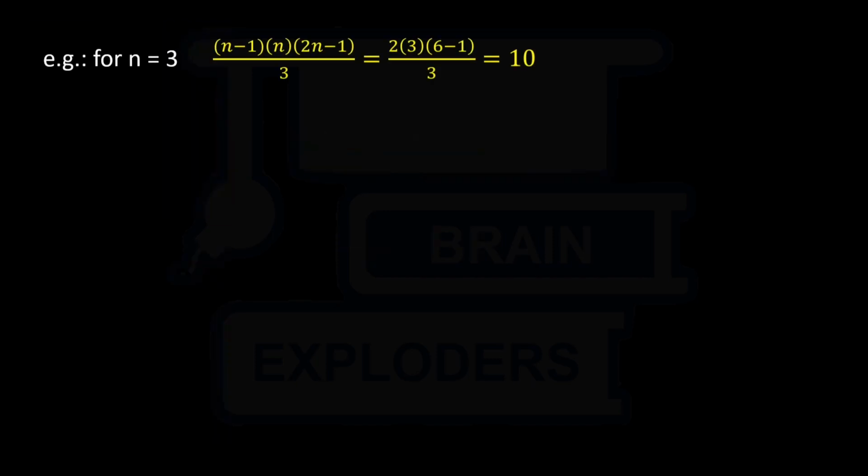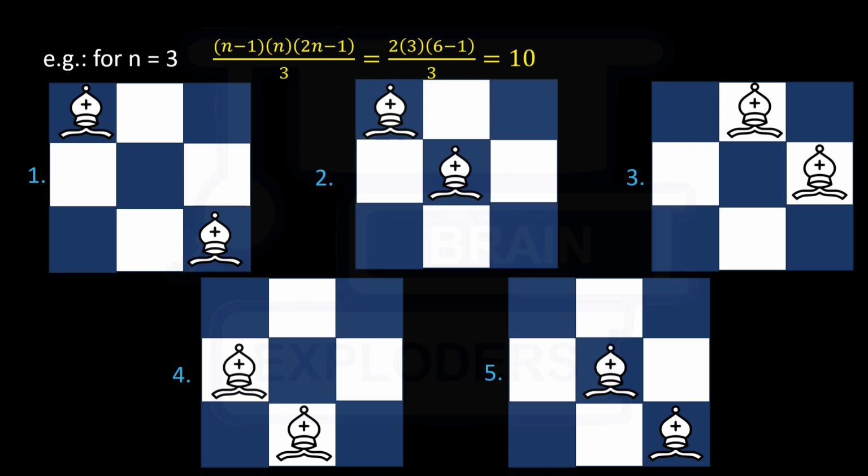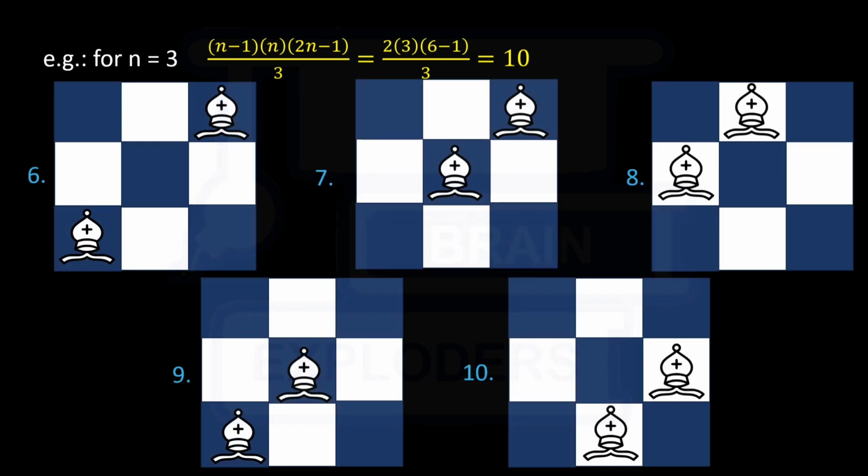Okay, so let us again see it for a chessboard of dimension 3. We get value 10, and here are the 5 possibilities, and here are the next 5 possibilities, meaning total 10 possibilities in which bishops can attack each other. So this was our solution.